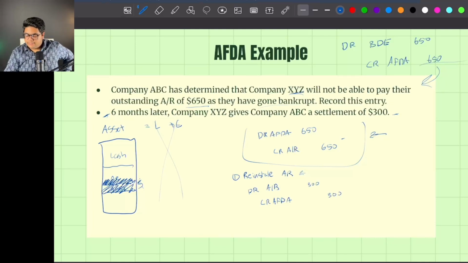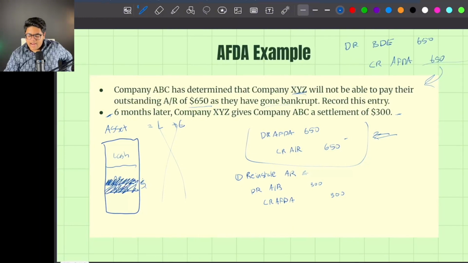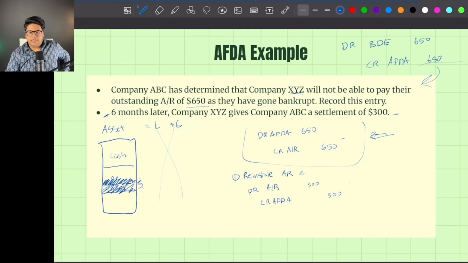We got rid of $650 worth of value. We added $300 worth of it back. That's how the adding back portion works. Step 2 is you got to account for the actual receipt of cash, right? So to collect cash, your cash is increasing, so you're going to debit cash by $300.